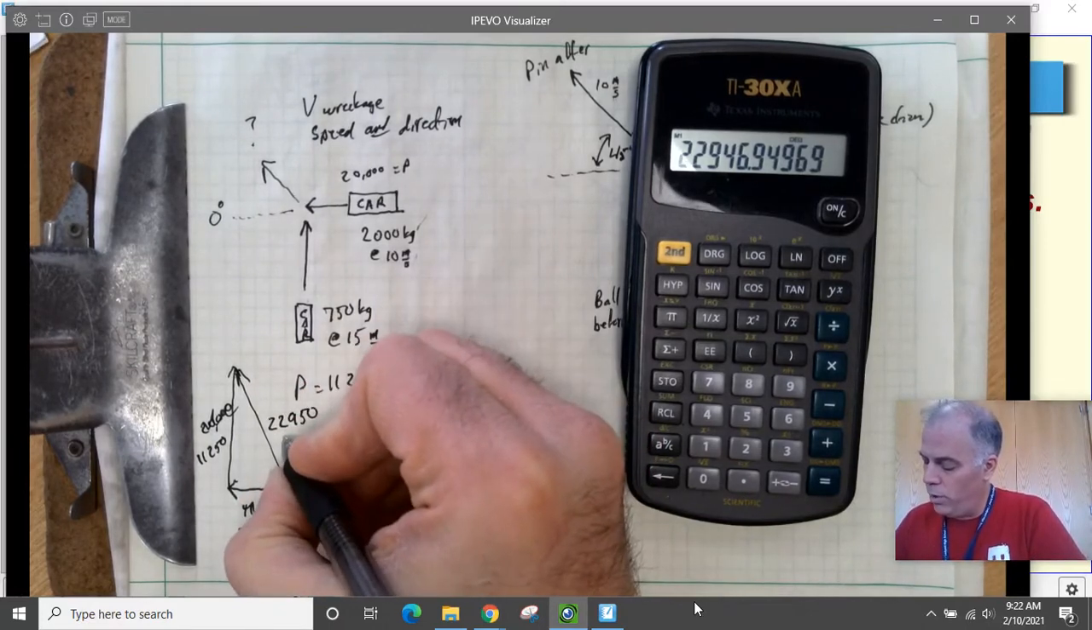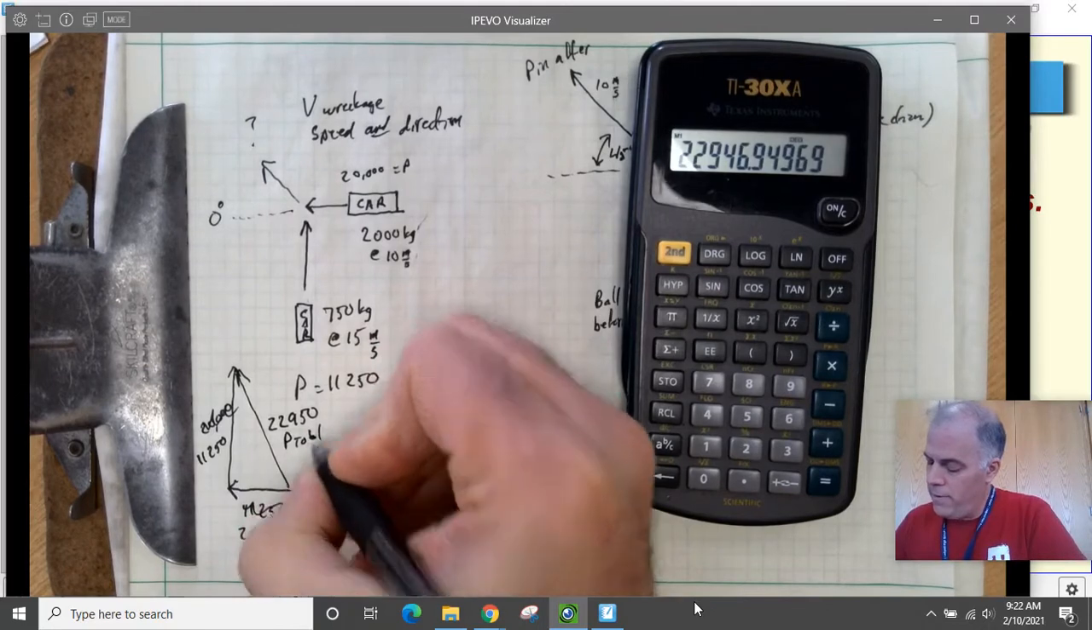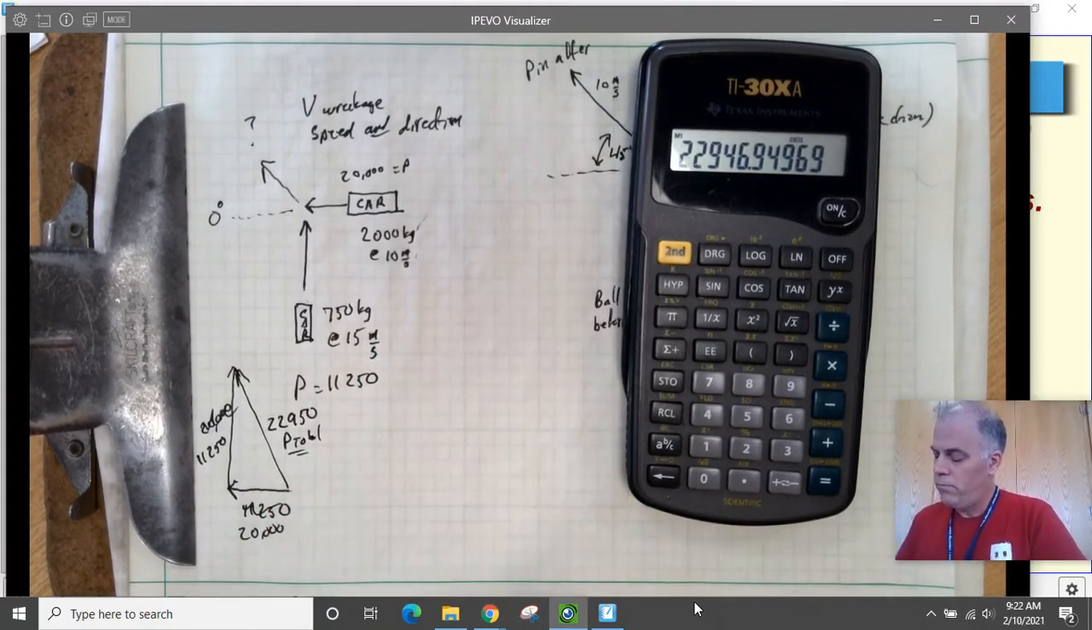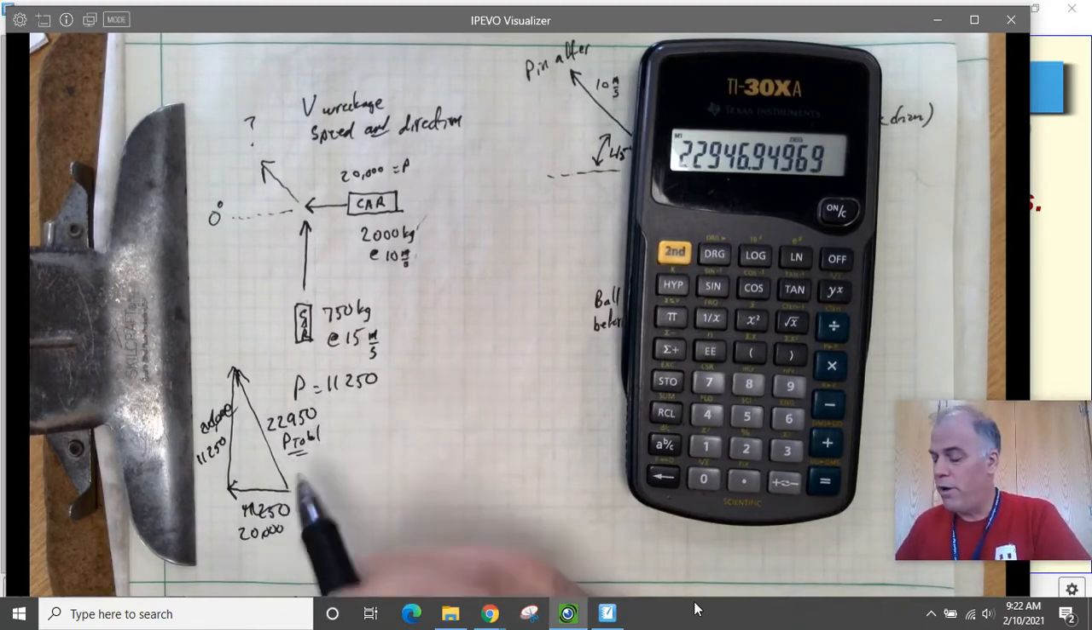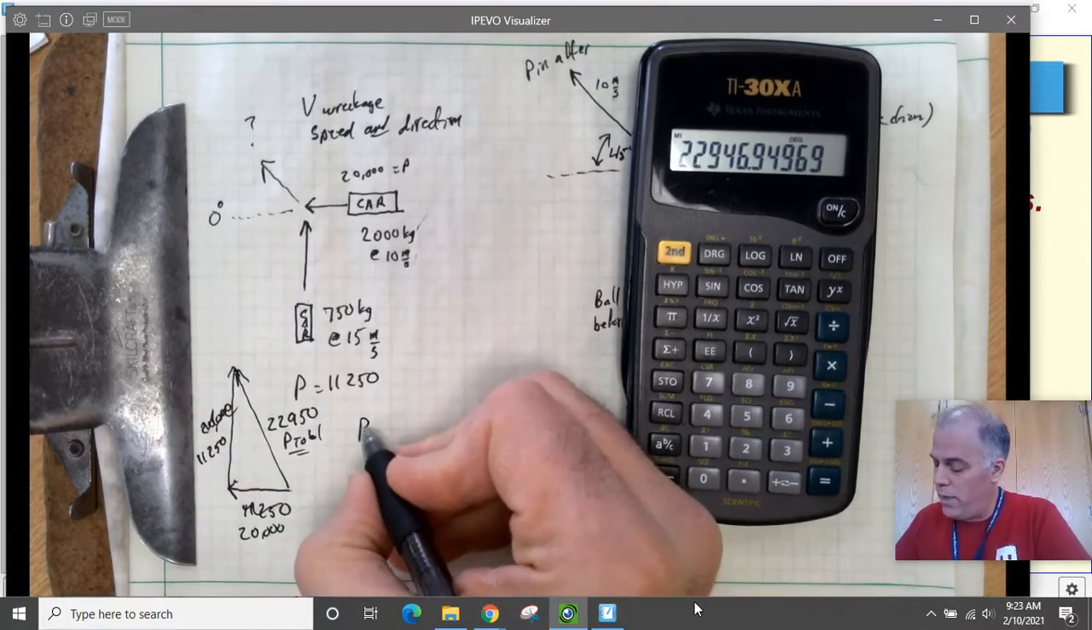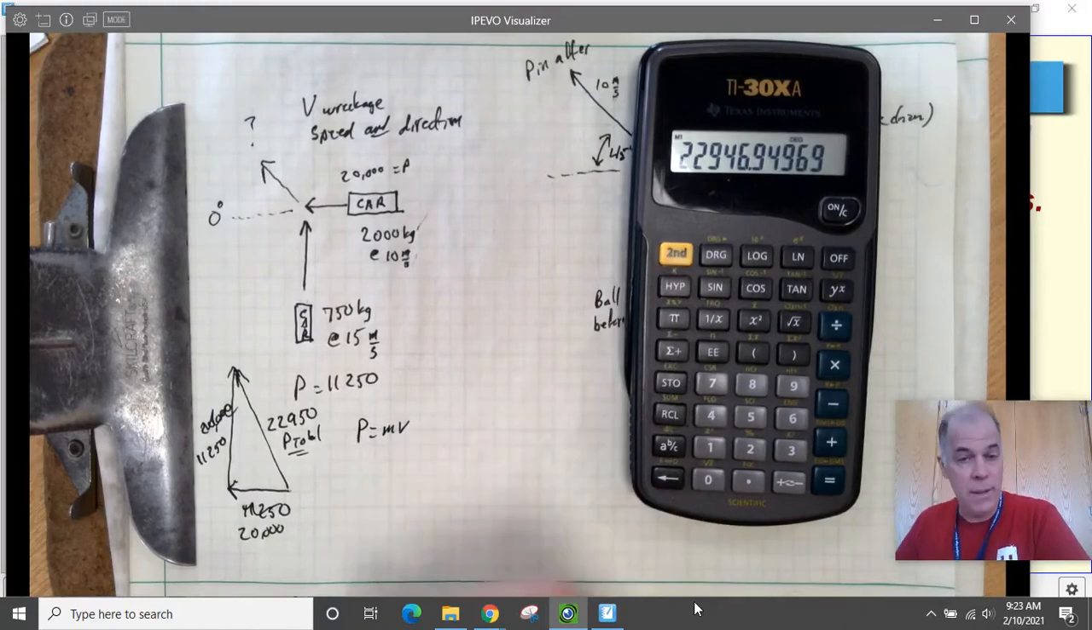22,950 is the total P, the total momentum. Now that's just momentum. If we want to find the speed, we have to convert that back into velocity. So as you know, P is equal to mv, mass times velocity.